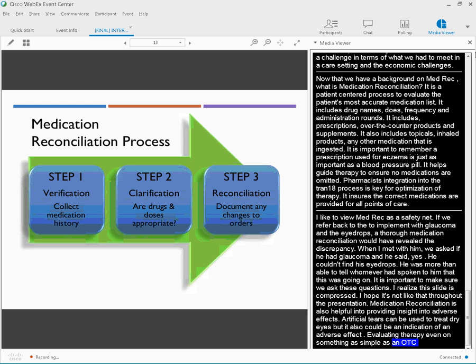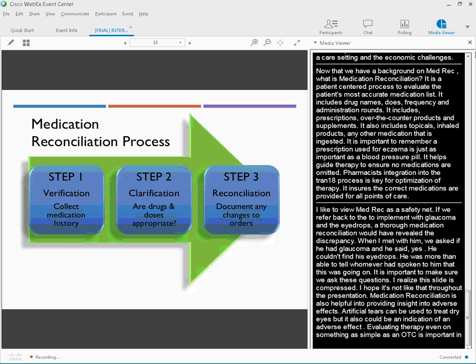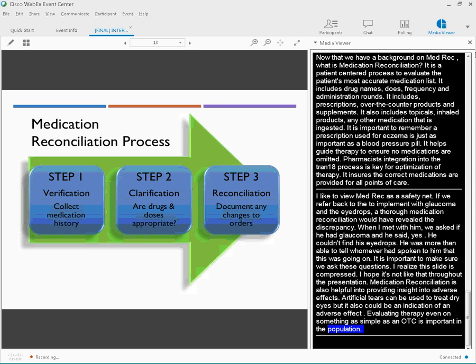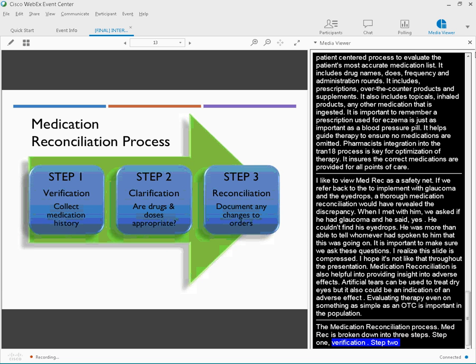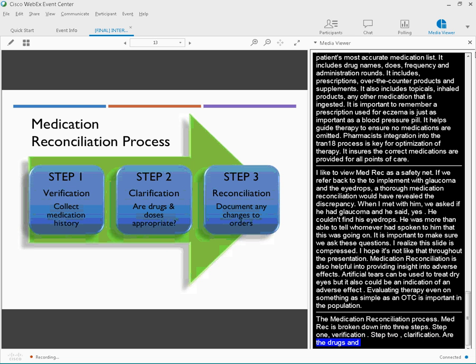So, the medication reconciliation process. MedRec is generally broken down into 3 steps. Step 1 is the verification step, and this is where we collect that medication history. Step 2 is the clarification step. Are the drugs and doses appropriate? And I'm going to be referring to these steps over and over again as I move through this. Step 3 is the reconciliation process, where you document any changes to your orders.